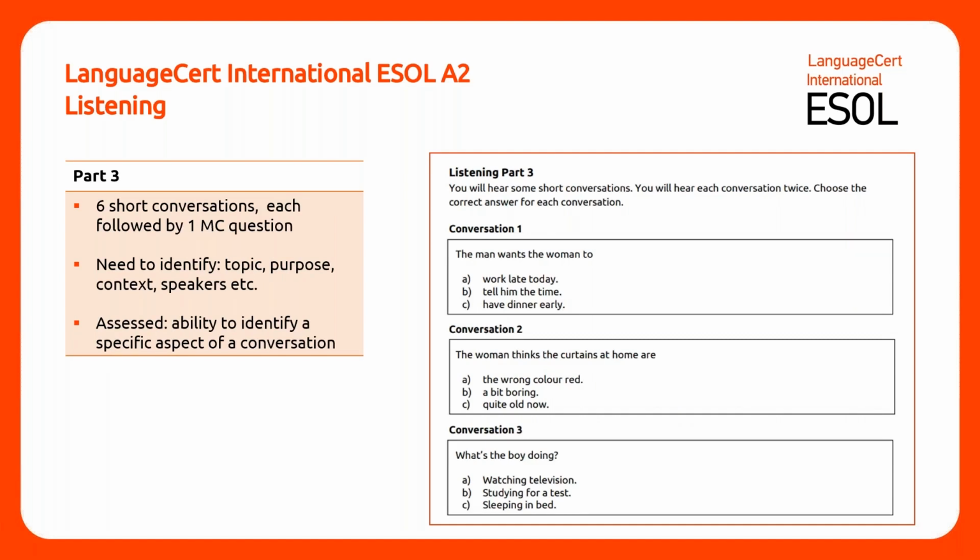Part 3 requires candidates to hear 6 short conversations, each followed by one multiple-choice question. Candidates need to identify topic, purpose, context, speakers. This part aims to assess the candidate's ability to identify a specific aspect of a conversation.